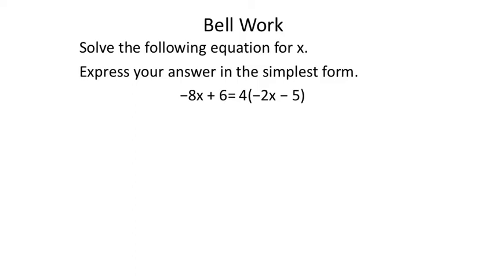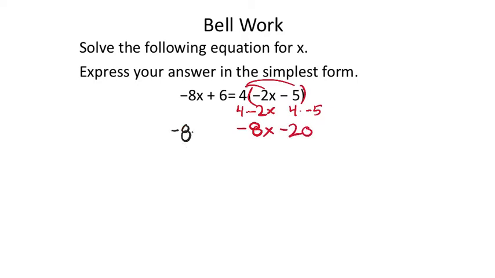So for this bell work, we see some parentheses, so we are expecting some distribution here as usual. When we see parentheses, I'm going to distribute this 4 into the parentheses just to start out. So that's 4 groups of negative 2x's, which results in negative 8x's. Then also 4 groups of negative 5 would result in negative 20. So that's all the distribution I see.